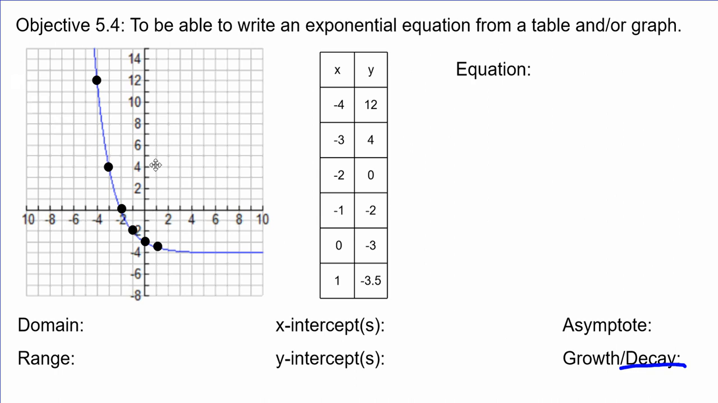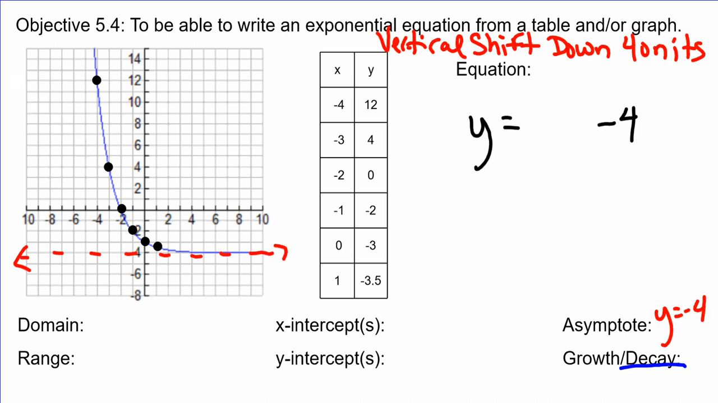I also can see that I have a vertical shift down with my function, because normally my asymptote is here at 0, but now it looks like it's down here at -4. So I'm going to draw that in, and I can put that into my equation to show, hey, I lowered it by 4 units. My k value should be -4.